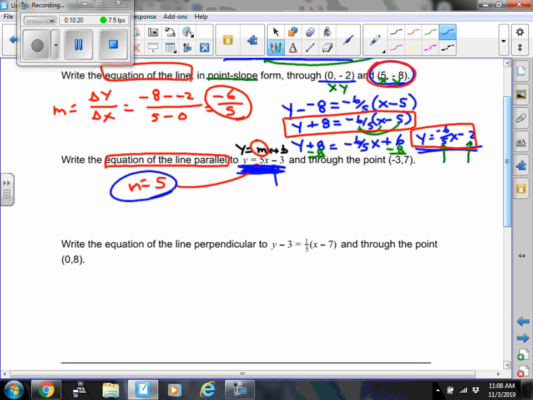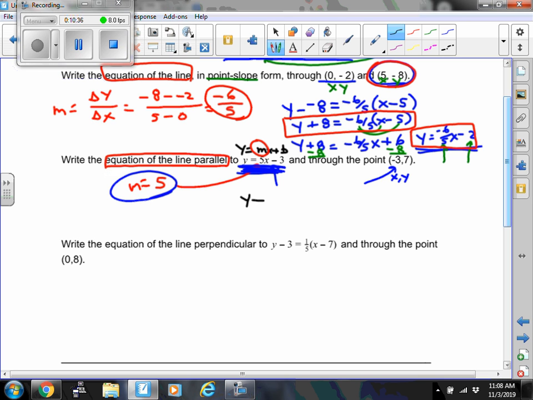Well, they have to give me a point. Look what they give you. It's right here. They give you the x and the y. So I'm good to go to write this now. I'm going to use the same form as above, point-slope form. Since they didn't tell me what form to put it in, I'm going to put it in whatever form I want. And this is the easiest one.